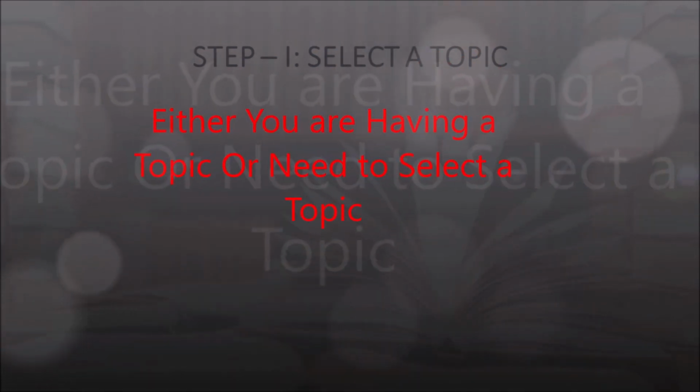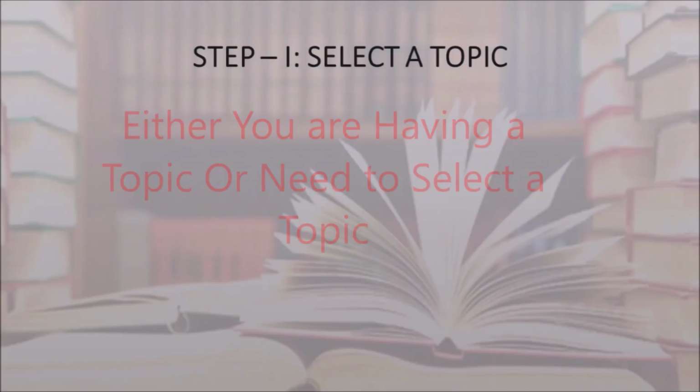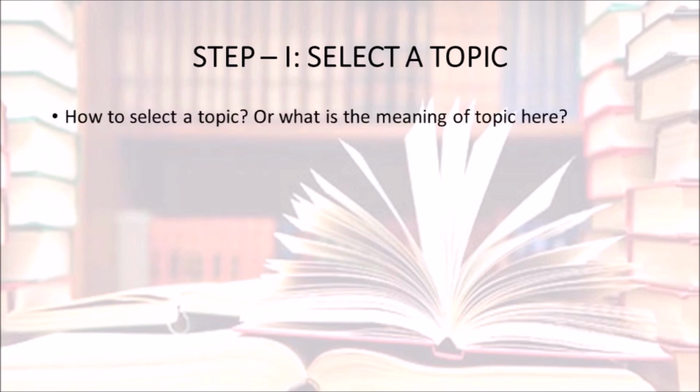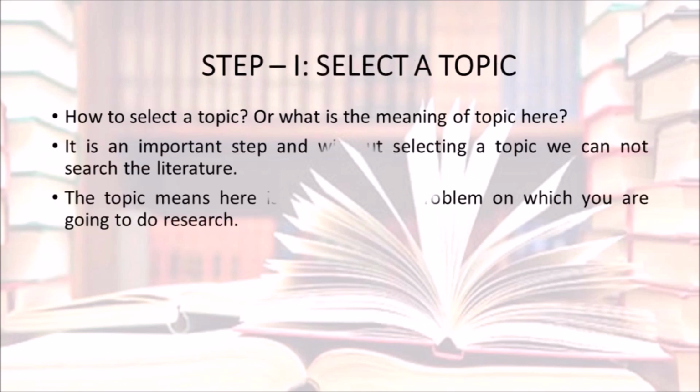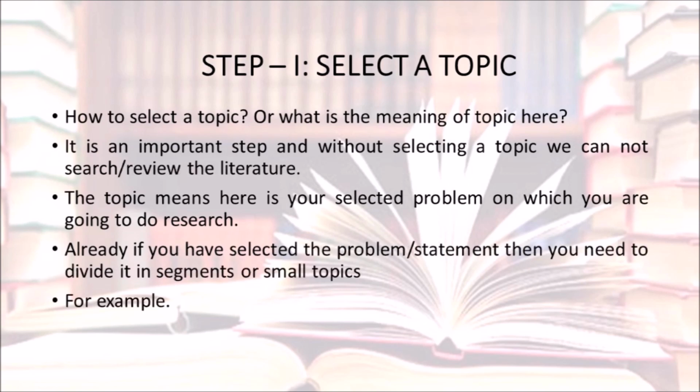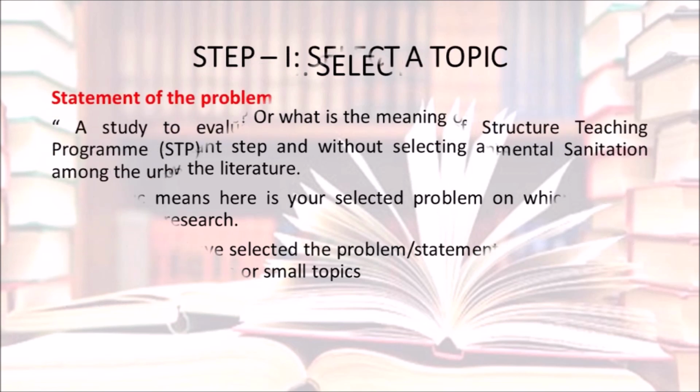To review the literature, one must have a topic or need to select a topic. It is an important step, and without selecting a topic, we cannot search or review the literature. How to select a topic, or what is the meaning of topic here? Yes friends, the topic here means your selected problem on which you are going to do the research. If you have already selected the problem or statement, then you need to divide it into segments or smaller topics.